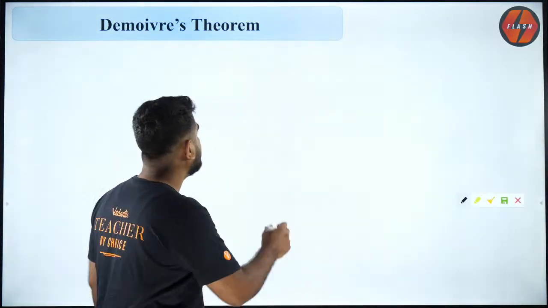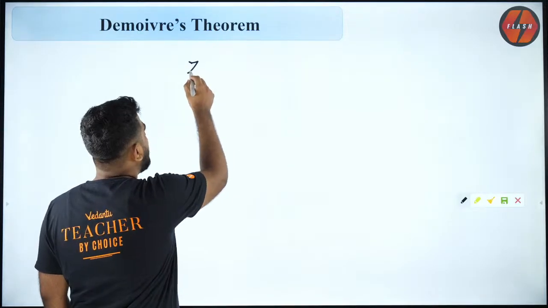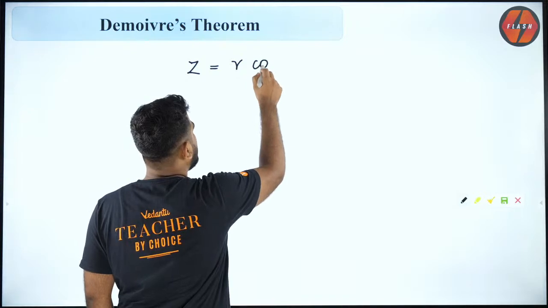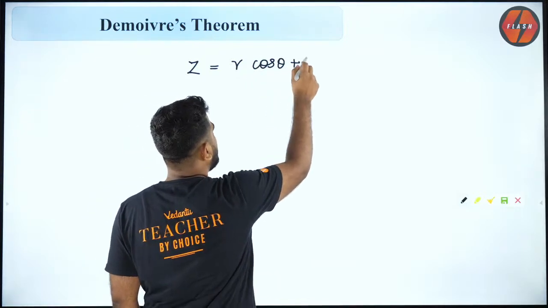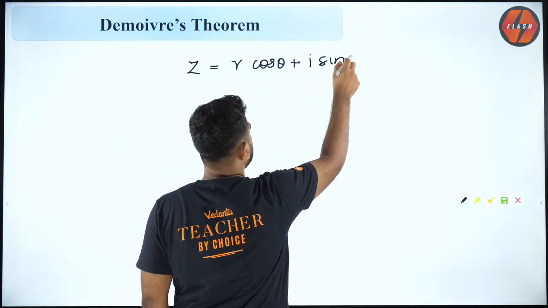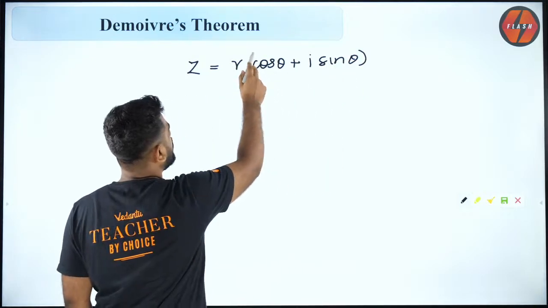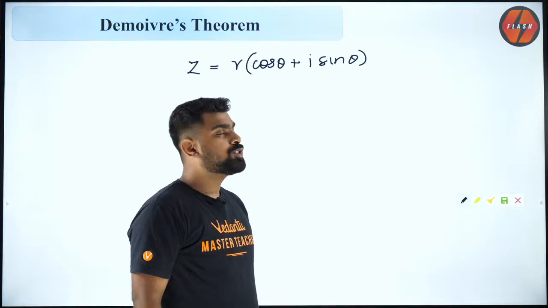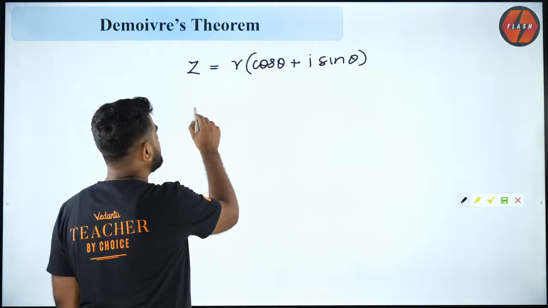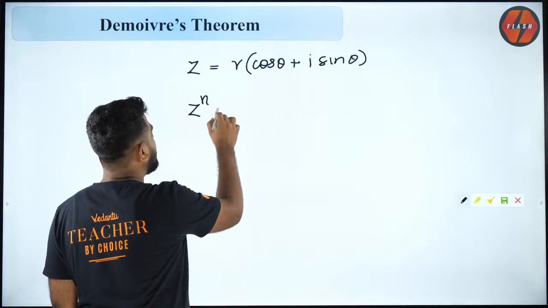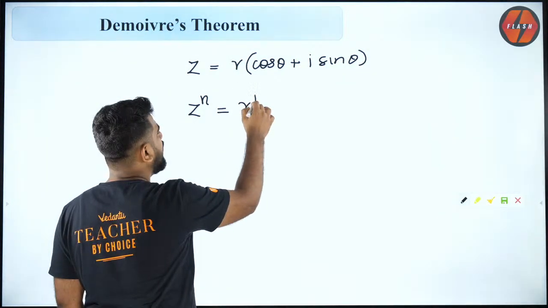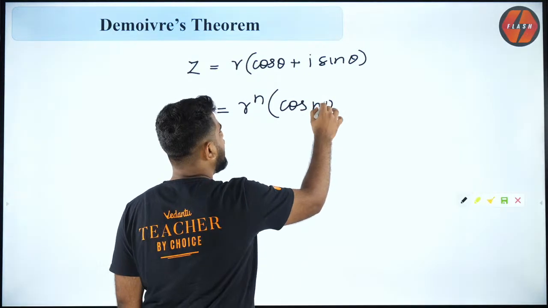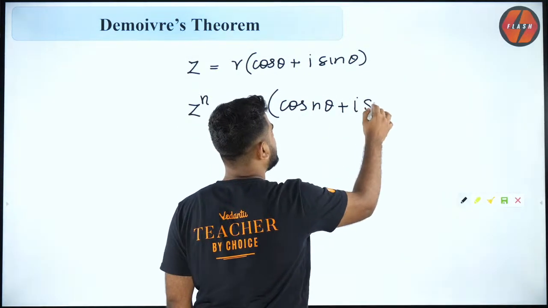Everybody listen carefully. Let us say you have z equal to r times (cos theta plus iota sin theta). Let's say this is my complex number. Now De Moivre's theorem says that z to the power n is equal to r to the power n times (cos n theta plus iota sin n theta).